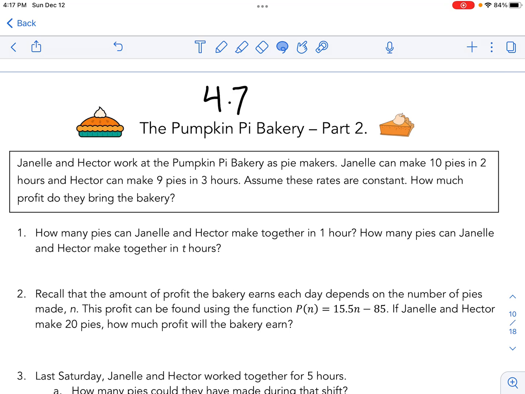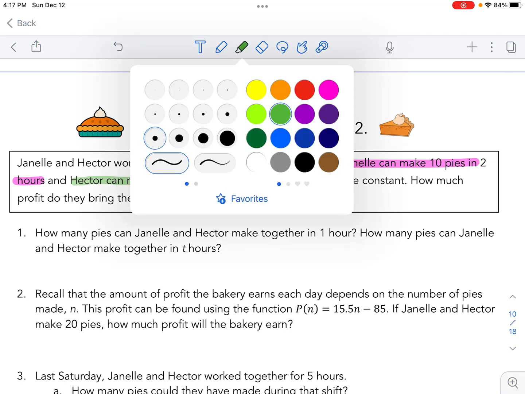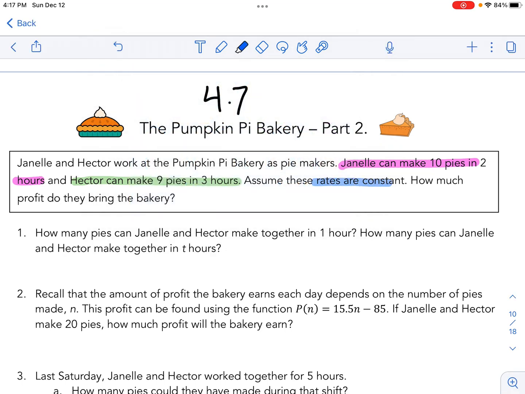So for this section, we're continuing the modeling functions using some contextual applications. We're going to continue to look at our work in the pumpkin pie bakery as our contextual framing for this concept. So we have Janelle and Hector working at this pumpkin pie bakery as pie makers. Janelle can make 10 pies per hour in 2 hours. And Hector can make 9 pies in 3 hours.